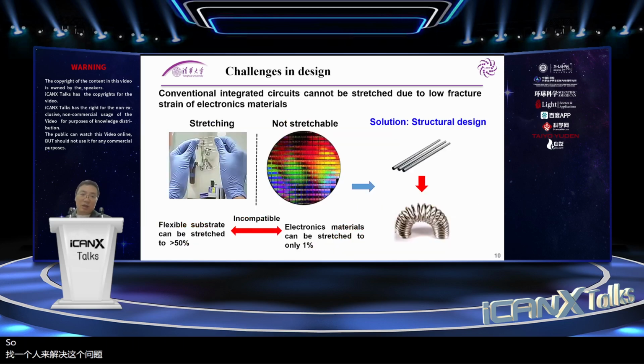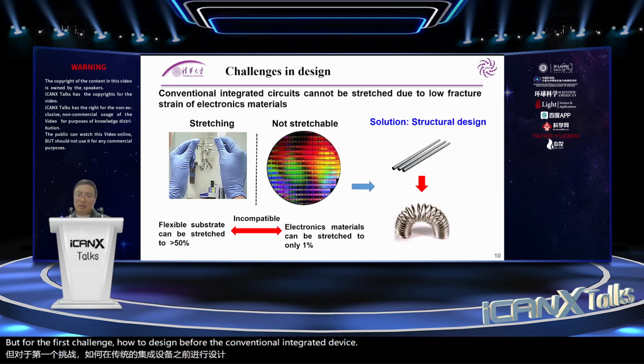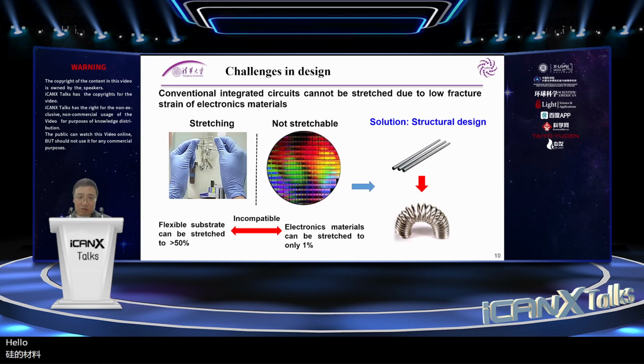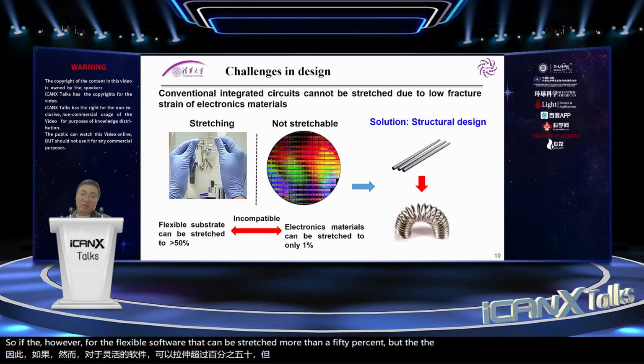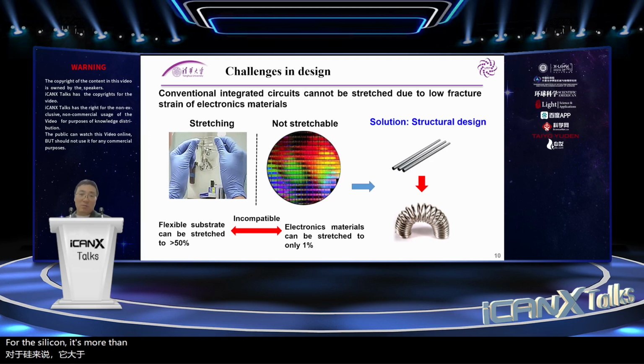So, for example, for the first challenge, how to design. For the conventional integrated device, it's rigid. It cannot be stretched. That's because the silicon material has a low fracture strain. However, for the flexible substrate, it can be stretched more than 15%. But for the silicon, more than 1% strain will cause it to fracture.